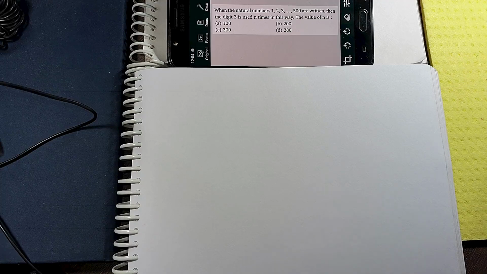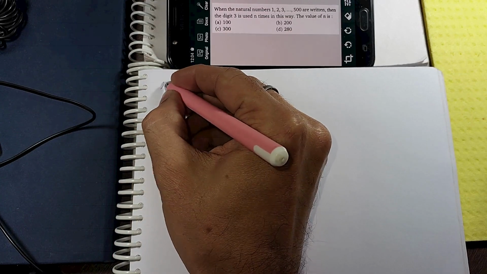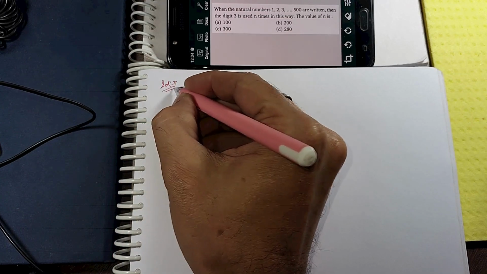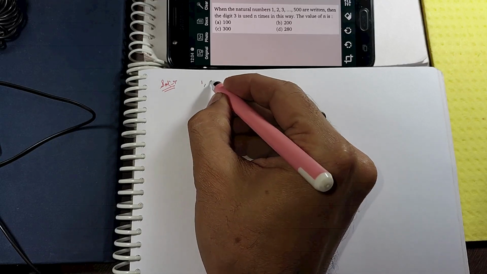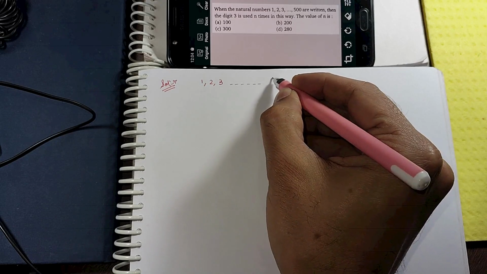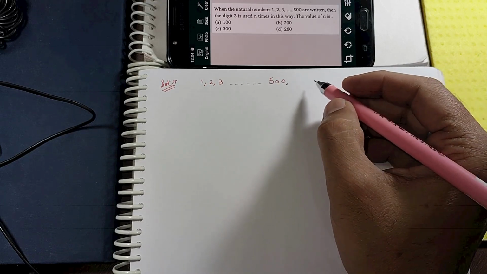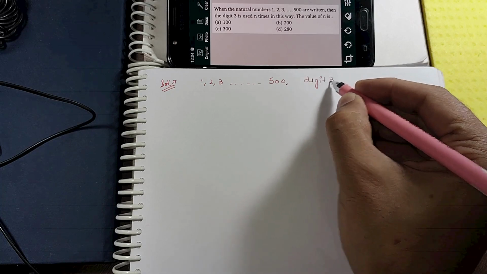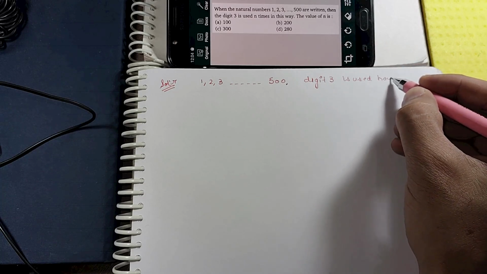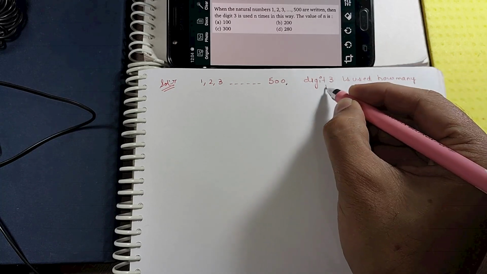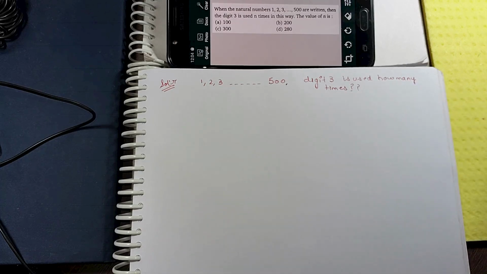Hello students, today's first question is, when the natural numbers 1, 2, 3, and so on up to 500 are written, then the digit 3 is used n times. What is the value of n? So we need to find how many times the digit 3 is used between 1 and 500.